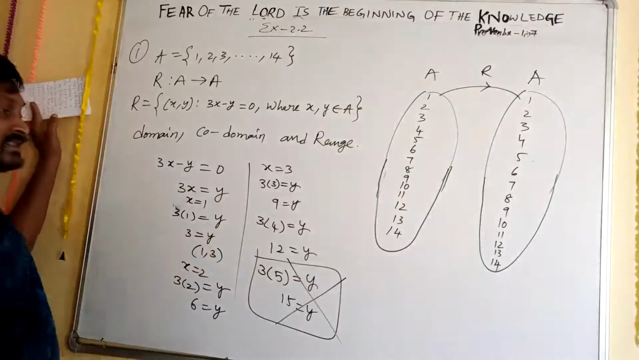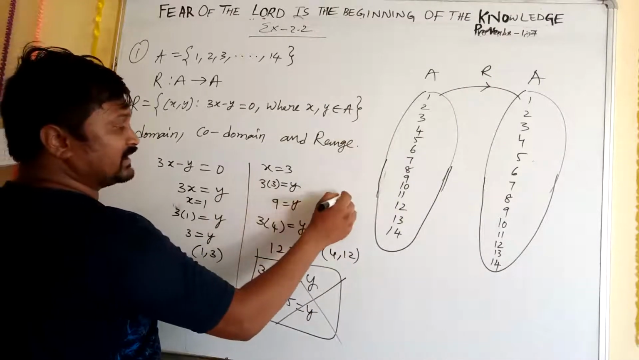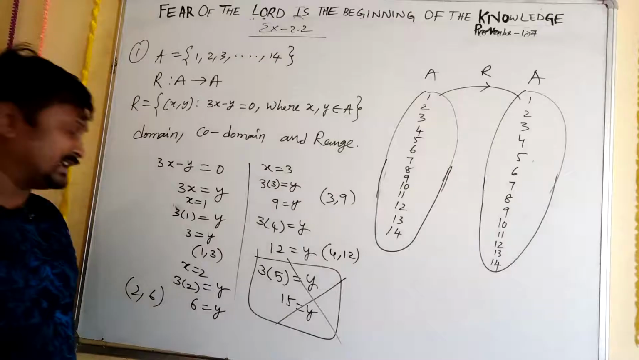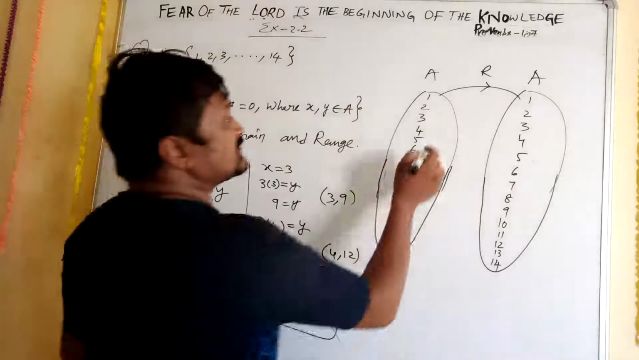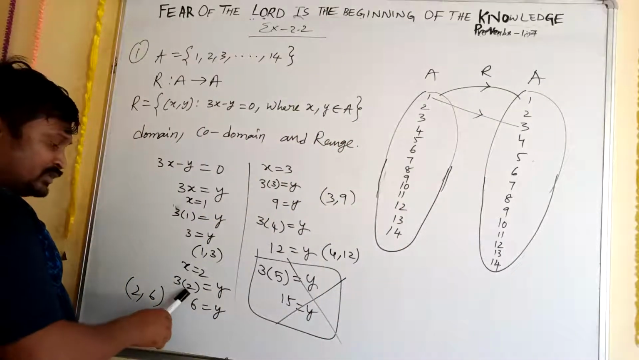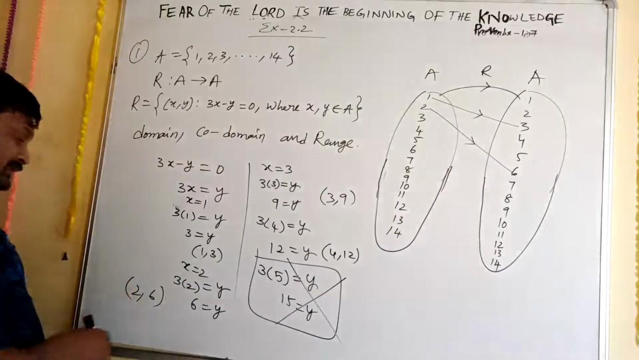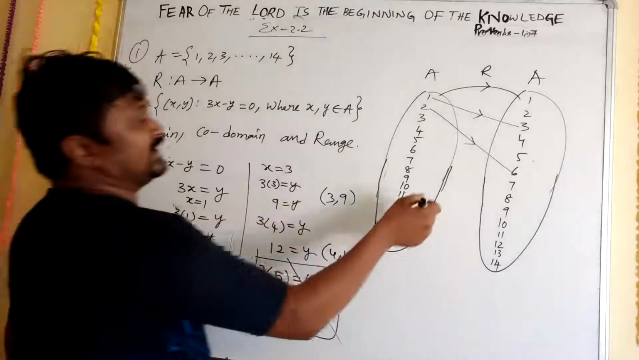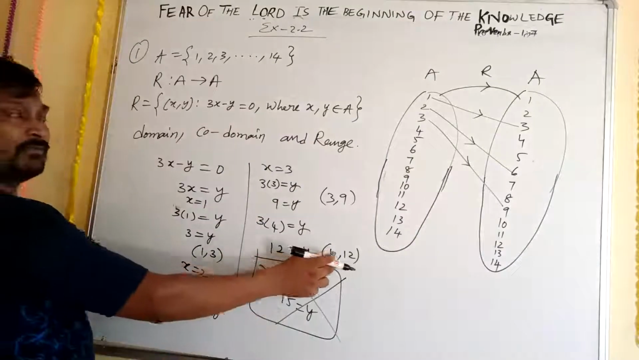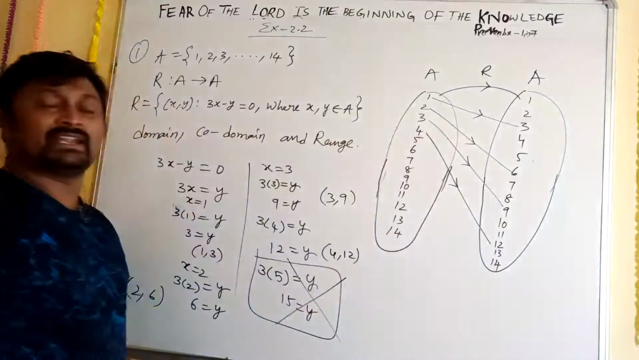Except that, the remaining we can write. So here 4 means 12, so (4, 12). And here 3 means 9, so (3, 9). And here 2 means 6, so (2, 6). So now our relation is: first one (1, 3), second one (2, 6), third one (3, 9), and fourth one (4, 12). Then the remaining we could not get.